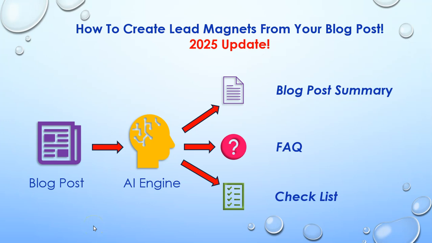Hello, in today's video I'm going to show you how to create multiple lead magnets from a single blog post. I'm going to take one of my blog posts, feed it into the AI engine that I use, and produce a summary of that blog post. Then I'm going to use a section of it to create a frequently asked questions lead magnet, and finally I'm going to create a checklist of a certain section of that blog post as well. Okay, so let's jump straight in.